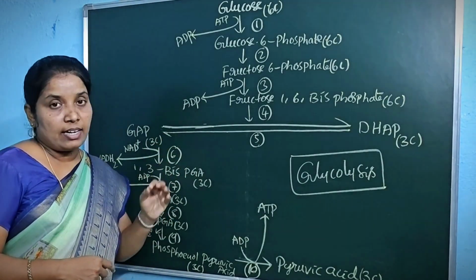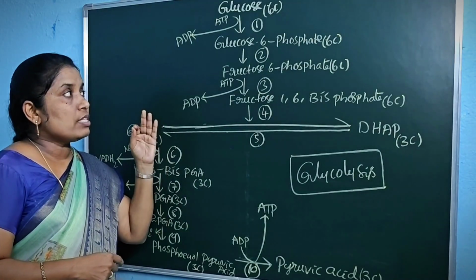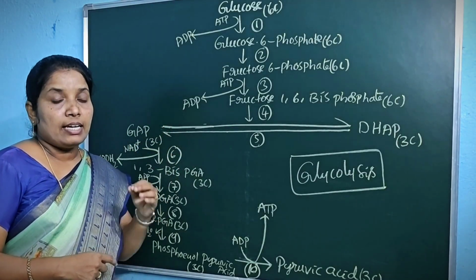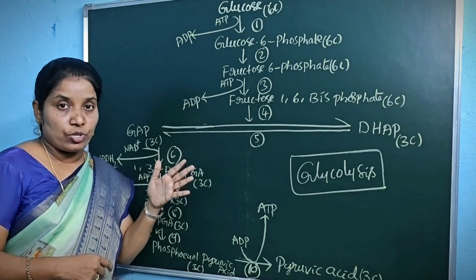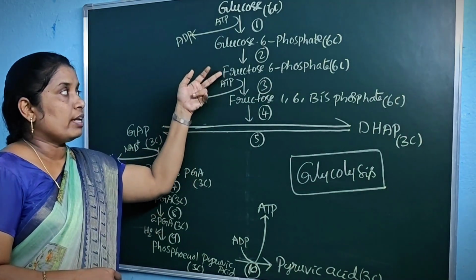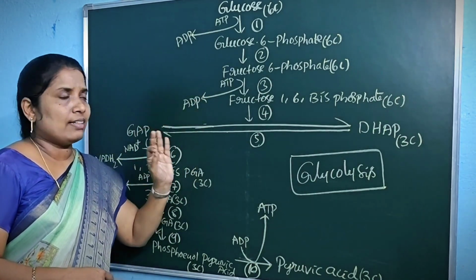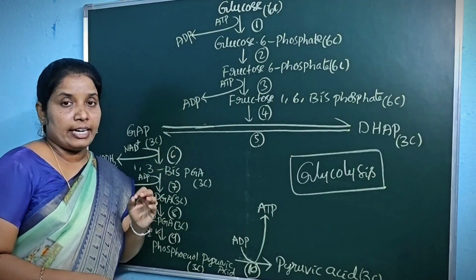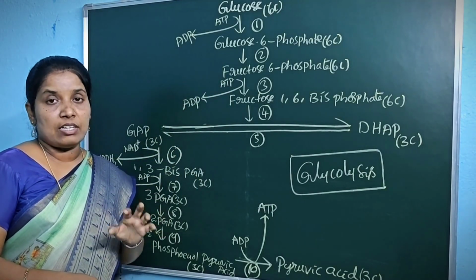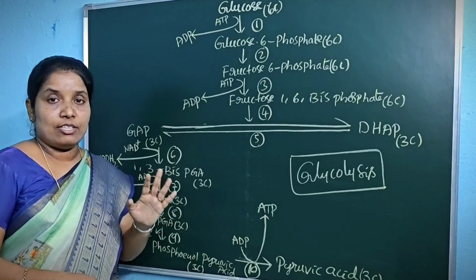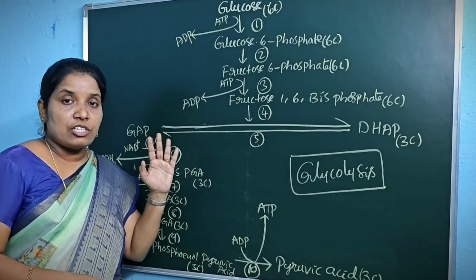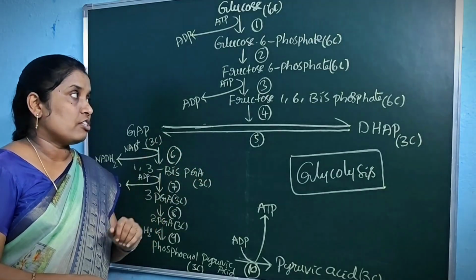So let's see the second step. Here glucose 6-phosphate converts into fructose 6-phosphate in presence of an enzyme isomerase, because these two are isomers. Isomers are nothing but glucose consisting of an aldehyde group and fructose consisting of a keto group. That is the only difference in their structure. That's why both are isomers. In presence of an enzyme isomerase, glucose 6-phosphate converts into fructose 6-phosphate.